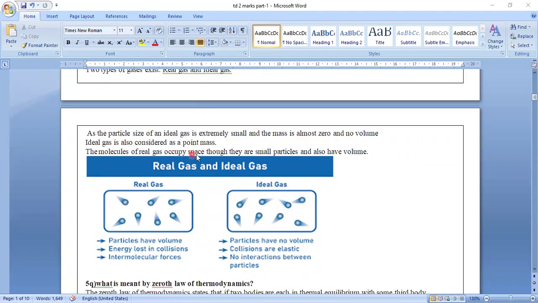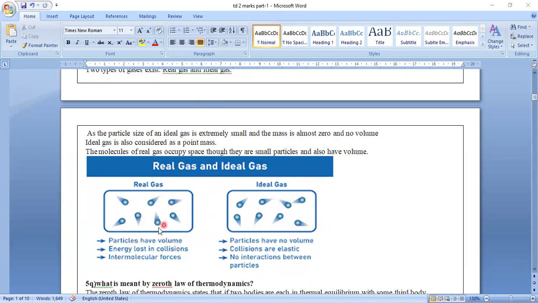The molecules of a real gas occupy space. Though they are small particles, they also have volume. So they are having volume. If they don't have volume, they are ideal gases, and if they have volume, then they are called real gases.